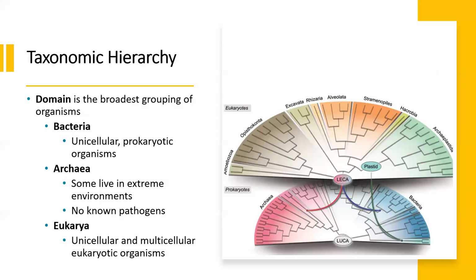Now, our 3 domains are the bacteria, the archaea, and the eukarya. The bacteria and archaea are both prokaryotes. They are both unicellular, and bacteria has some of our pathogens. Archaea, there are no known pathogens. They're pretty similar in where we'd find them, except that archaea tend to live in extreme environments more often. Eukarya includes both unicellular and multicellular organisms, including ourselves.